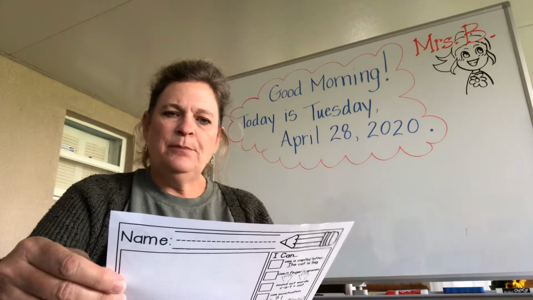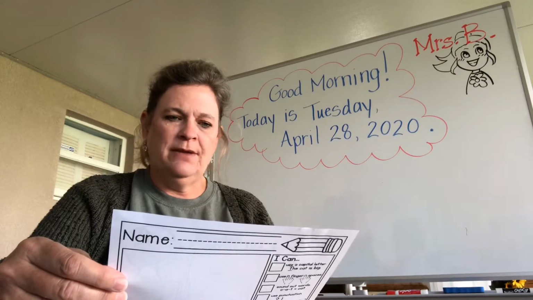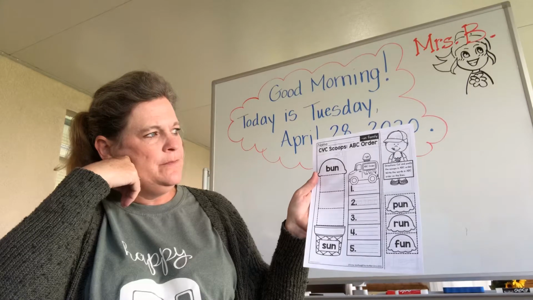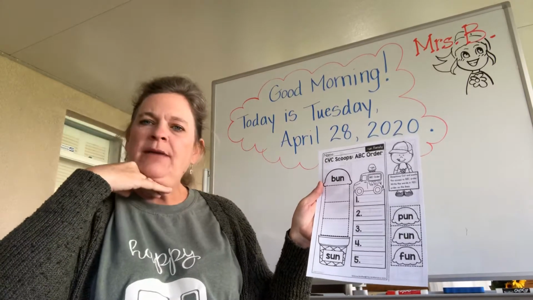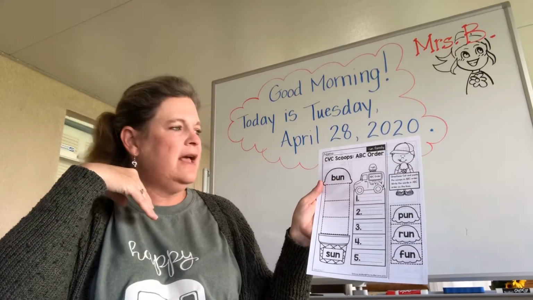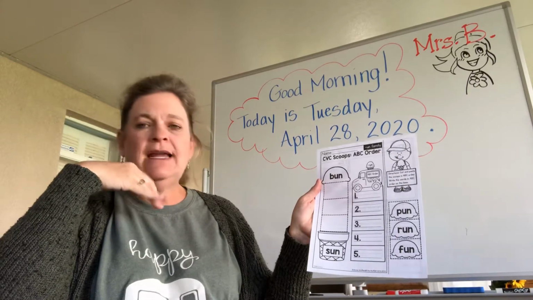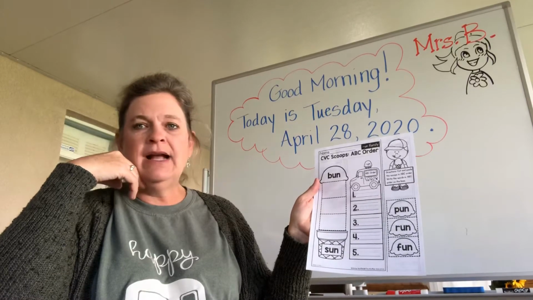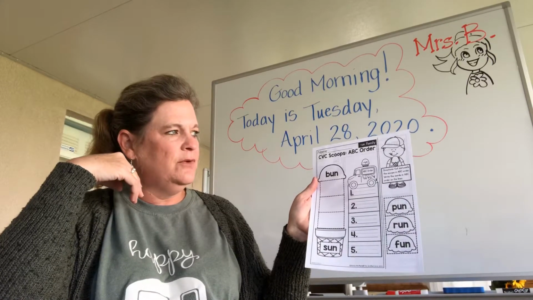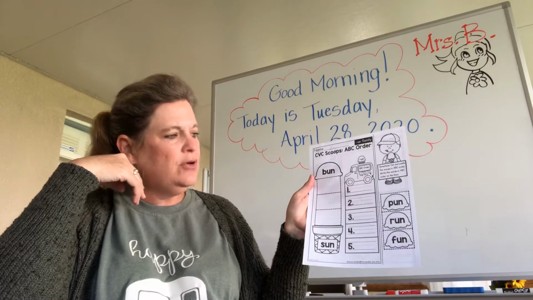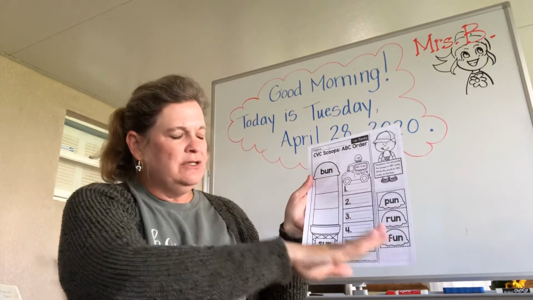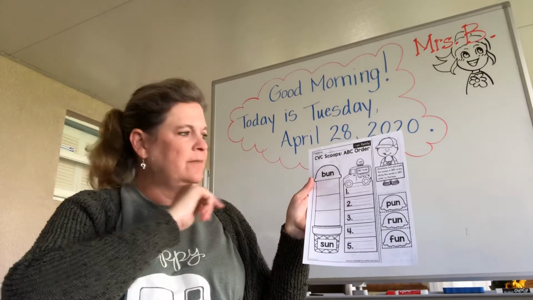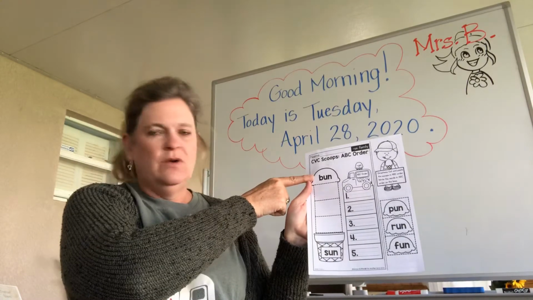This one practices the un word family, but also practices ABC order. And like I said before, ABC order is not something that is a kindergarten standard. It's first grade, but this is great practice for you to get ready for first grade. So you're putting the ice cream scoops on the ice cream cone in alphabetical order. They've already started you with the first one.